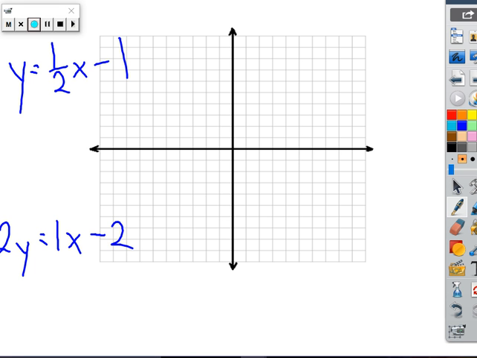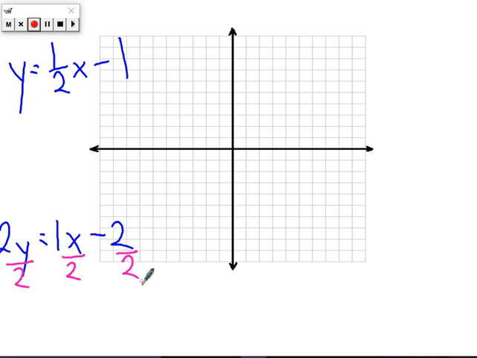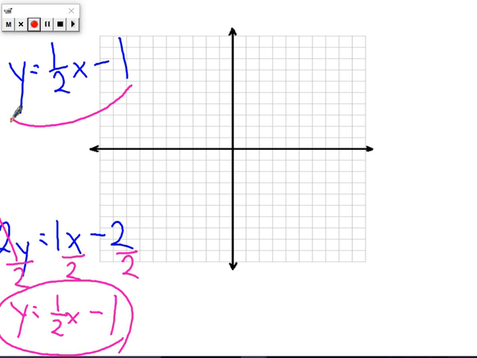Okay? Here's y. So let's go ahead and solve this one for y. What do we have to do to solve it for y? Divide by 2. Yeah, if I want y equals, it's already 2y. I just want to get y, so I'm going to divide by 2. Okay? And look at what I get. I get y equals 1/2 x minus 1. Okay? I end up with the same equation.